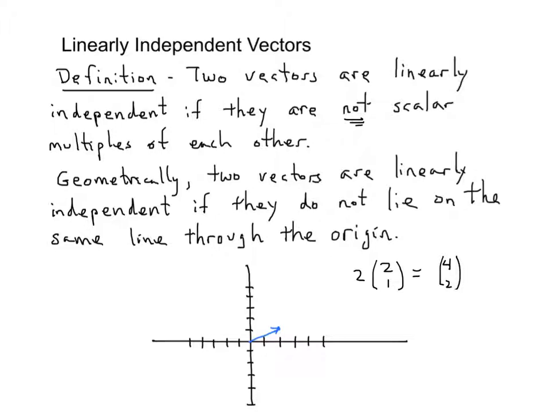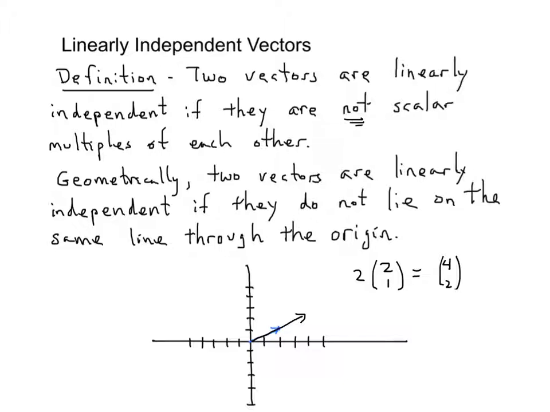4, 2 is a scalar multiple of 2, 1. Geometrically, if I were to draw 4, 2, it would look like this. I would start at the origin and I would go out 4 units and I would come up 2 units, and you see what I mean, that they lie in the same line. Even if I went in the opposite direction, even if I looked at the vector, let's say minus 6, 3, well, you get the point, okay?